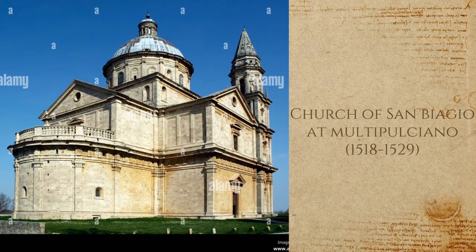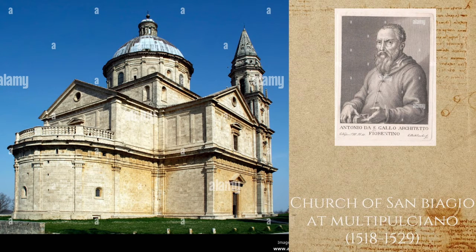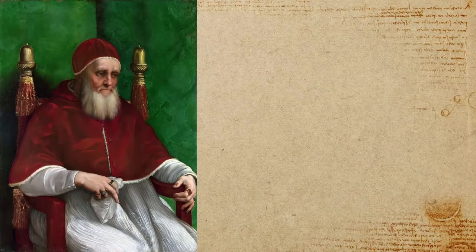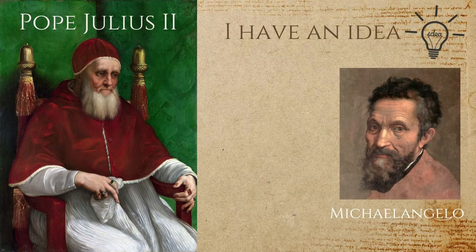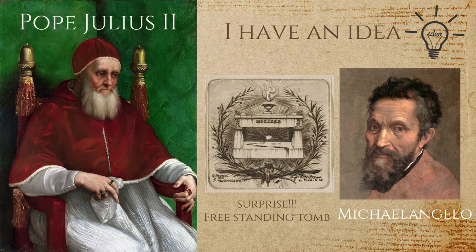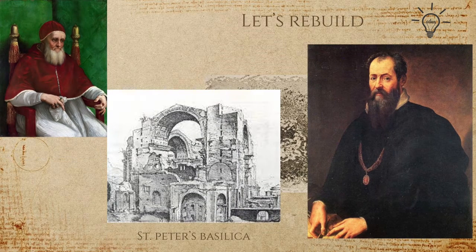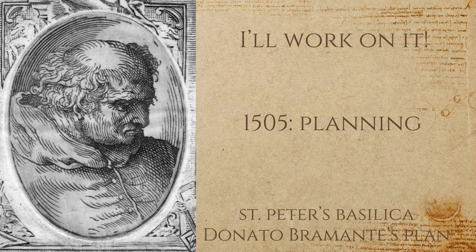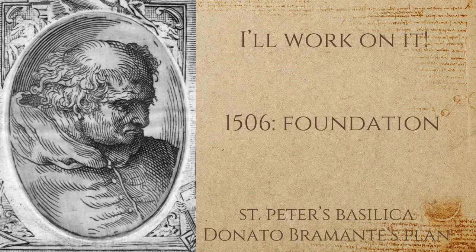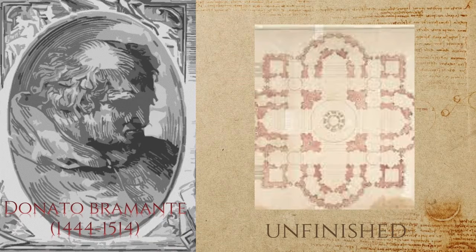Another one is the Church of San Biagio at Montepulciano by the Florentine architect Antonio da Sangallo, who was influenced by Bramante. Back then, Pope Julius II wanted to be memorialized by his nobility and power. Soon, Michelangelo presented a project of a freestanding tomb to Pope Julius II, and the Renaissance artist and biographer Giorgio Vasari gave an idea to Pope Julius II: the rebuilding of St. Peter's Basilica in Vatican. Bramante prepared plans for a monumental church late in 1505, and in April 1506 the foundation was laid. By his death in 1514, he had only completed 4 main piers that support the dome.